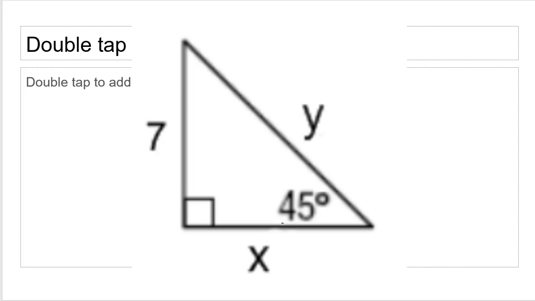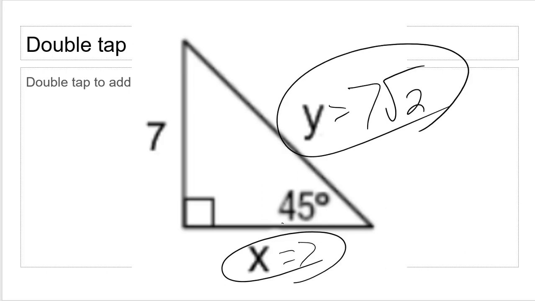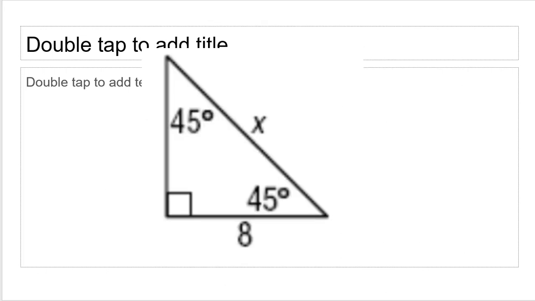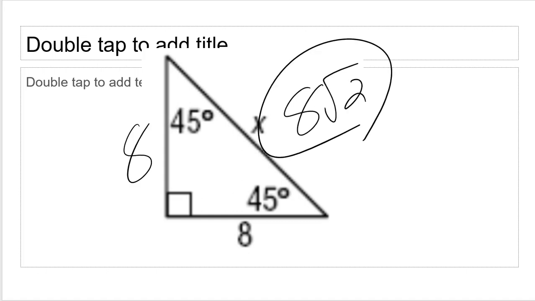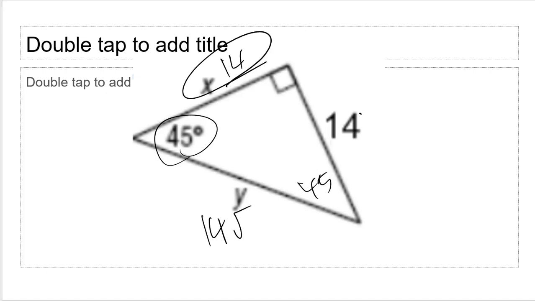Next one. 7, once again, 45, 45, 90. So this is 7, and this is 7 root 2. Once again, we're going to put a number here, 8 and 8 root 2. There you go. And remember, once they have 45s here, we can say this. Just because this is moved around a little bit, we still have a 45, 45, 90. 45 right there, this must be 45. So 14 on the right, 14 up top, which makes this 14 root 2. Same thing.